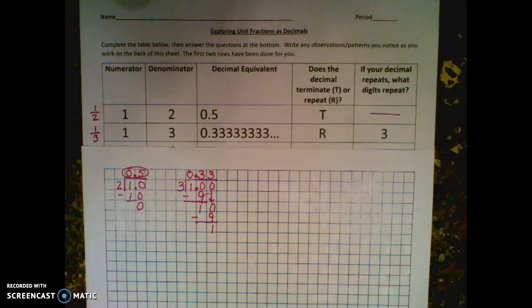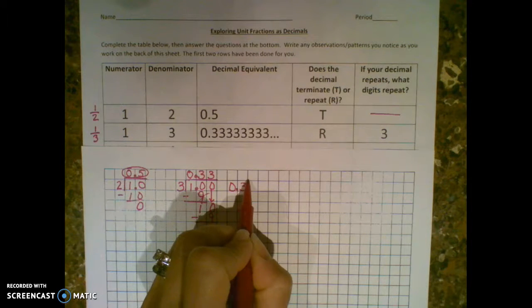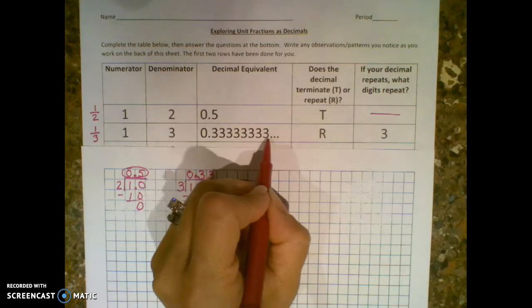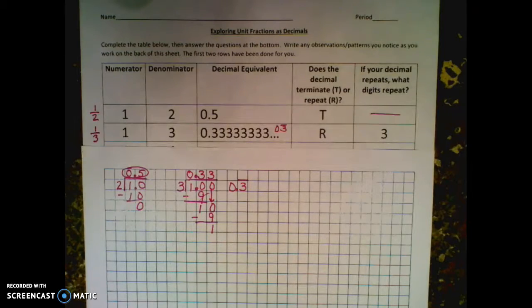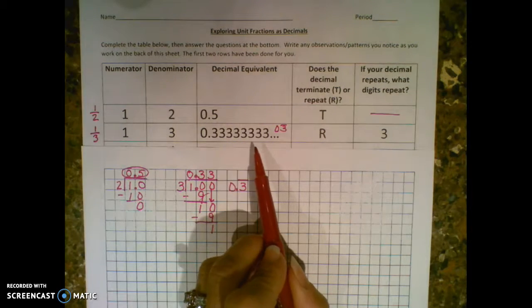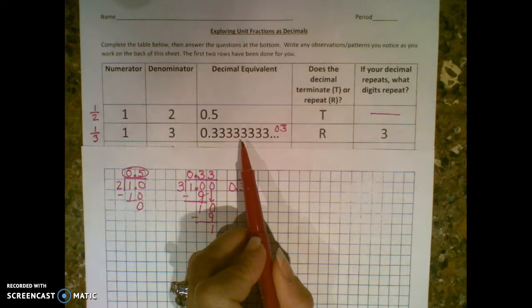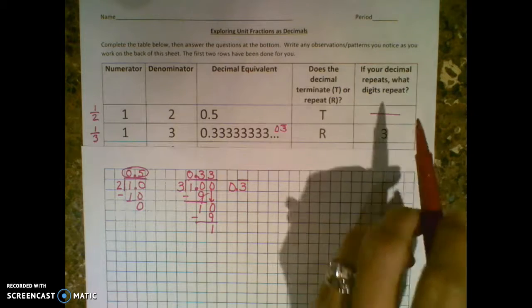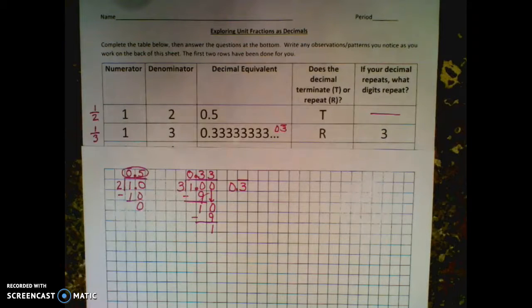I can do this problem forever and ever, and I'm going to keep getting 3. So you can write it with the little repeating bar above it, okay? Or like this, with the dot, dot, dot, which means it's going to be 3 forever. Either is acceptable: the line above it, or 0.3 dot, dot, dot. Since I'll never get a 0, I'm always going to get a remainder. It's not going to terminate. This would be a repeating decimal, okay? And what repeats is the 3. It's going to go on forever and ever, okay?